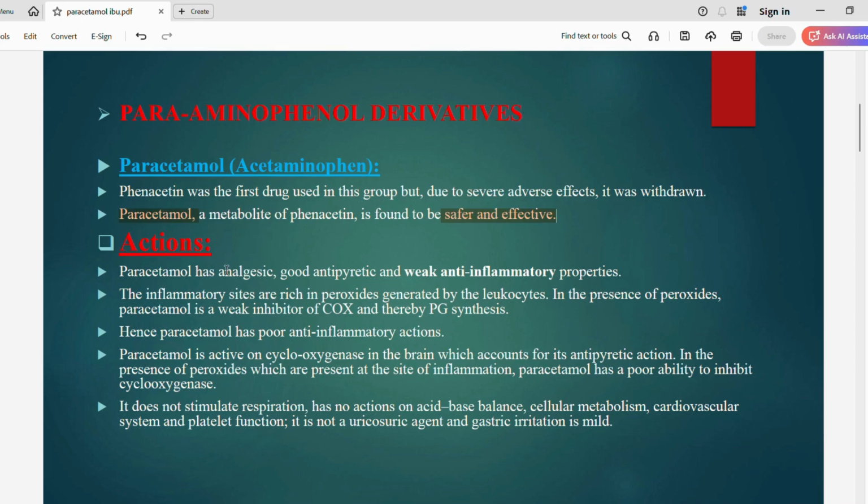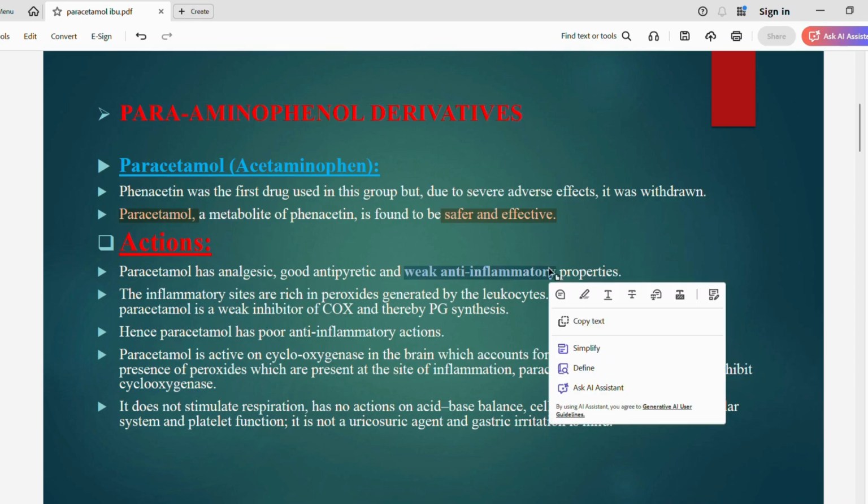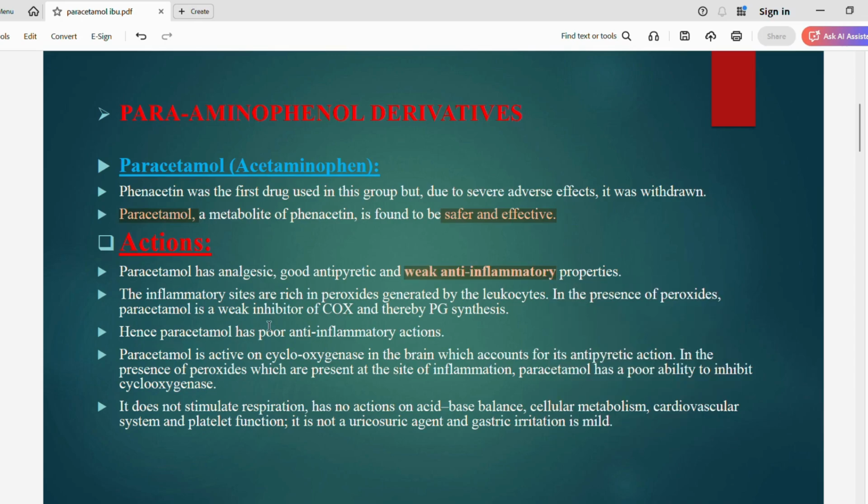So next is actions, pharmacological actions. So paracetamol has analgesic, good antipyretic, and weak anti-inflammatory properties. So, as you all know, it is an NSAID. So, analgesic and antipyretic and anti-inflammatory properties are most commonly seen in this kind of drugs. So, here why it has a weak anti-inflammatory property, you must be wondering. So, here we will see the answer for it.